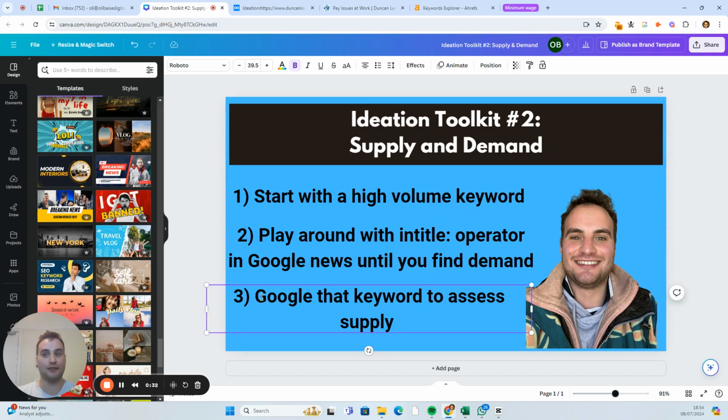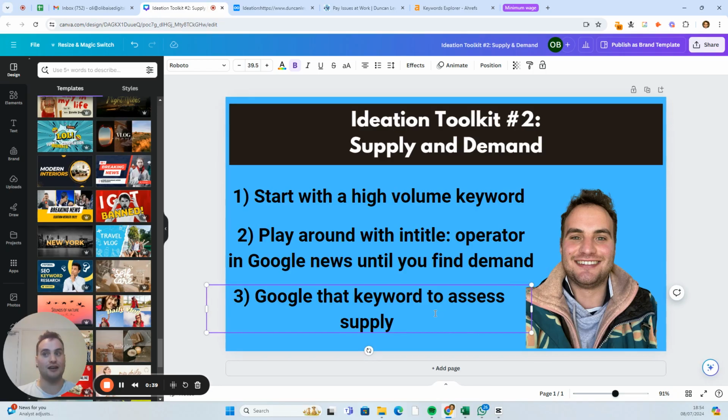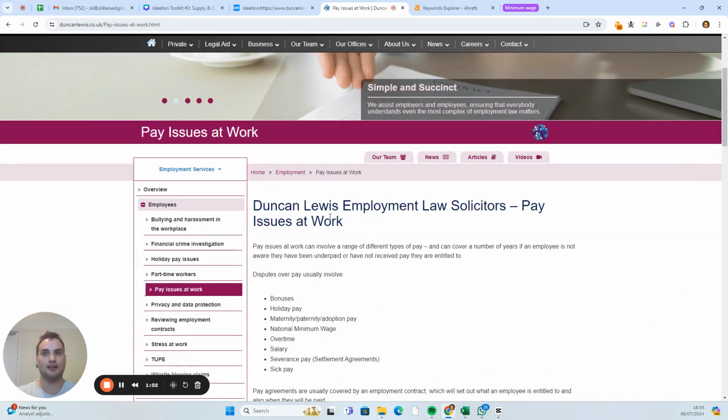Then when you've found something that there's a lot of demand for, you go back and Google that keyword and see how good the information there is on Google. And when you've found an imbalance between supply and demand, so high demand and poor supply, then you've got a good idea. I know that was a little bit abstract, but it's quite simple when you look at it. So to use the example of an employment lawyer.